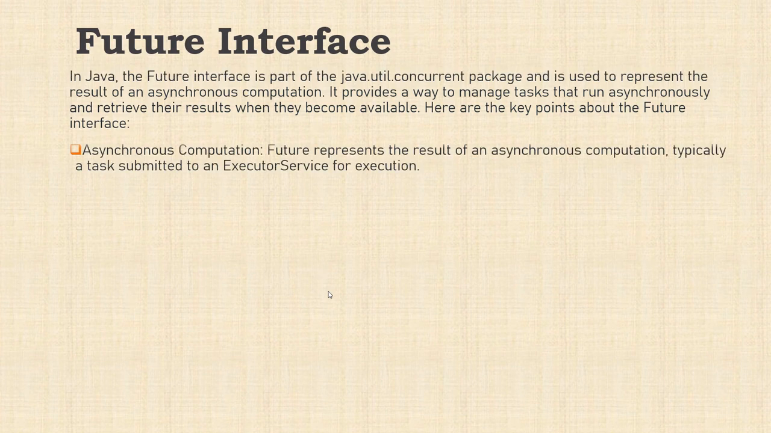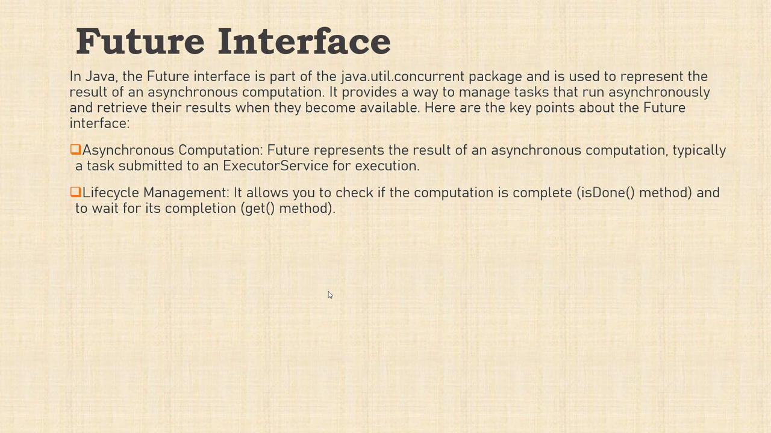Asynchronous computation: Future represents the result of an asynchronous computation, typically a task submitted to an executor service for execution. In the last video we saw that when we are executing the thread with the help of the executor framework, we have to pass the instance of the Callable interface, and then it will return the Future type. So we are using the Future interface to store the result.